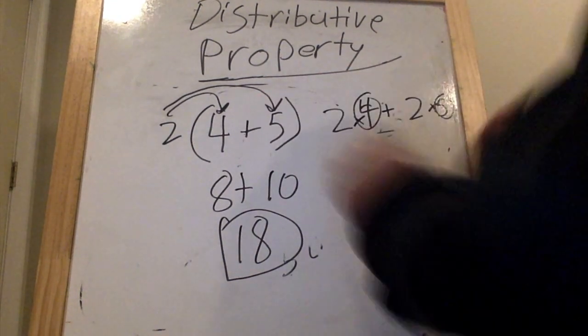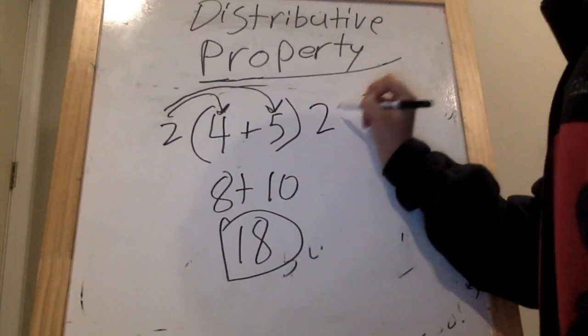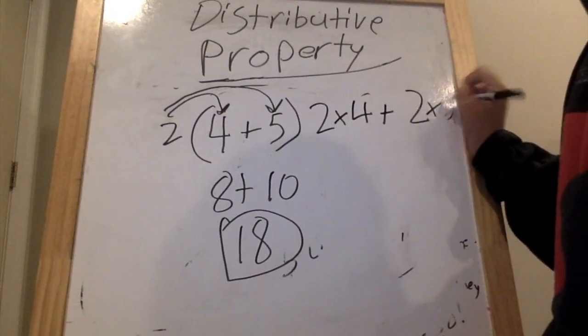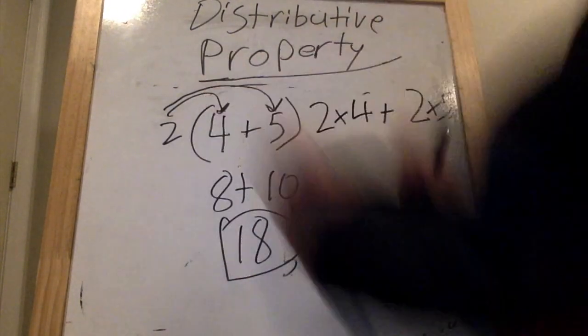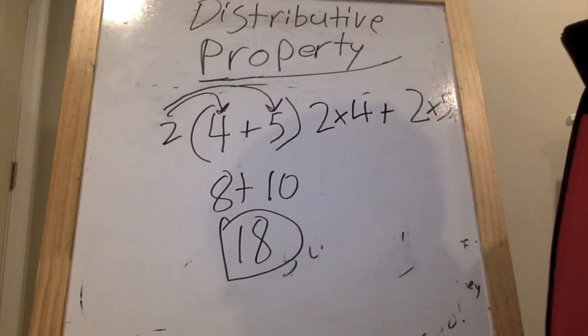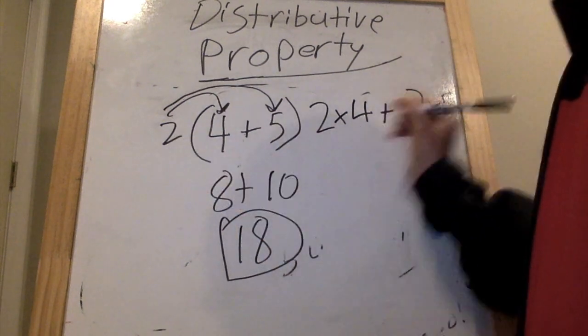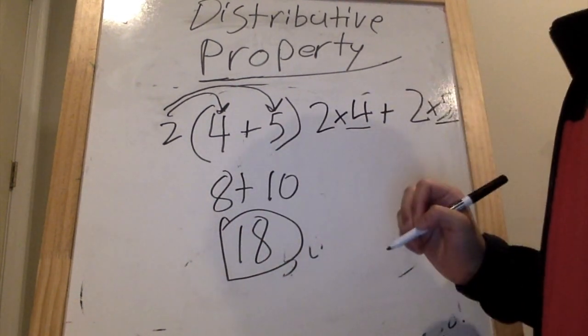So let me rewrite this. 2 times 4 plus 2 times 5. We're doing the same thing as here, except just writing it like that. Does that make sense? Both the 4 and the 5 are being multiplied by the same number. In this example, both the 4 and the 5 are being multiplied by 2.